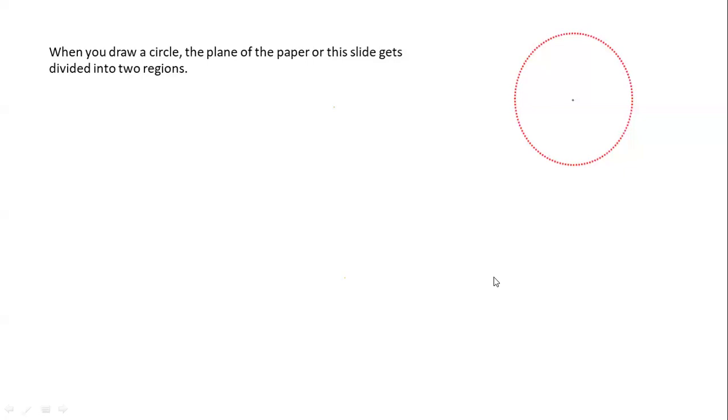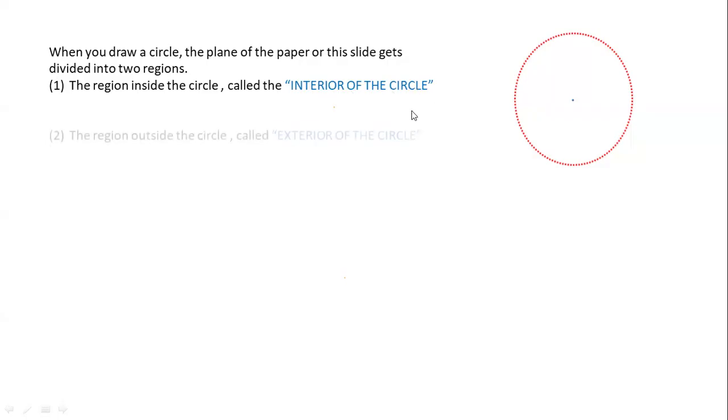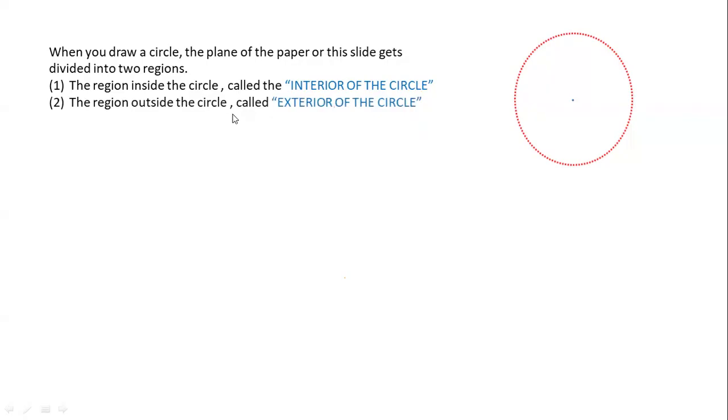When you draw a circle, the plane of the paper or the slide gets divided into two parts, two regions. The region inside the circle is called the interior of the circle, and the region outside the circle is called the exterior of the circle. So here this is the interior and the outer part is the exterior. So let us write it. Interior of the circle, and this is the exterior of the circle.